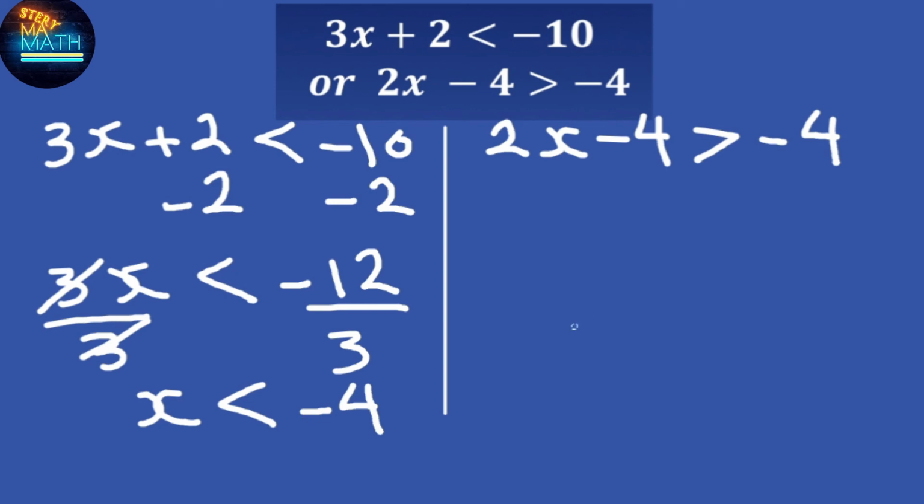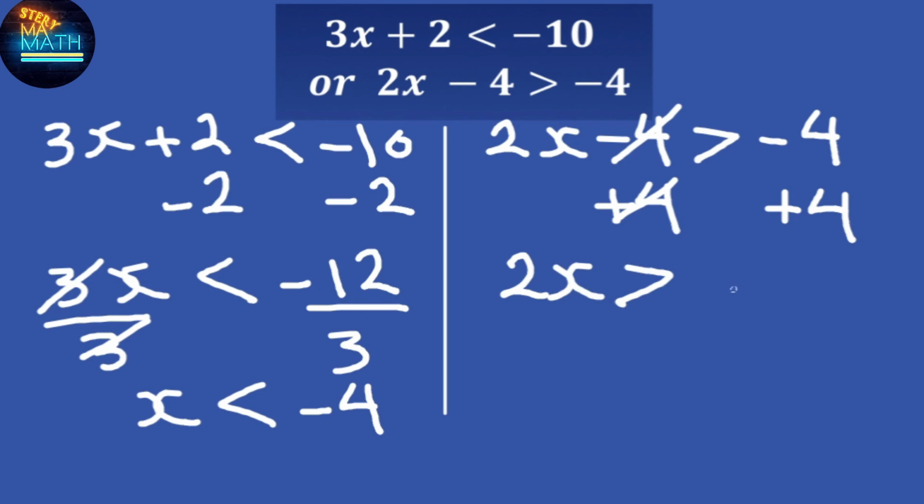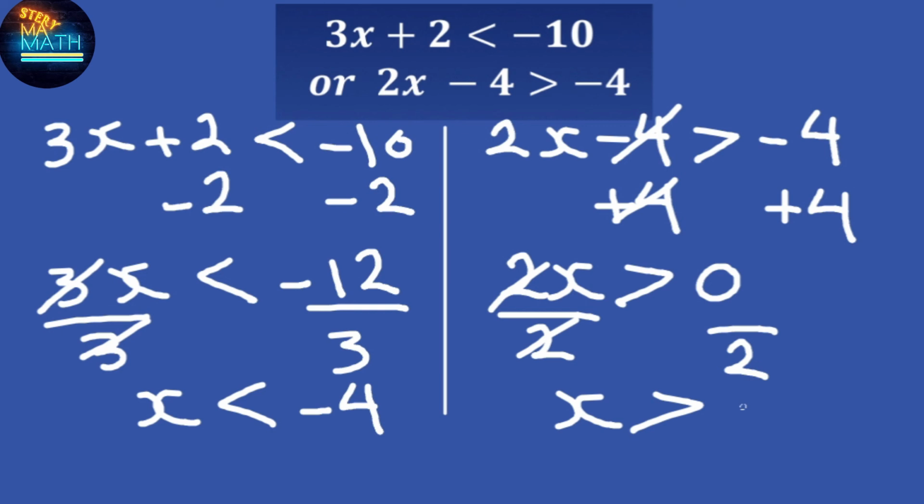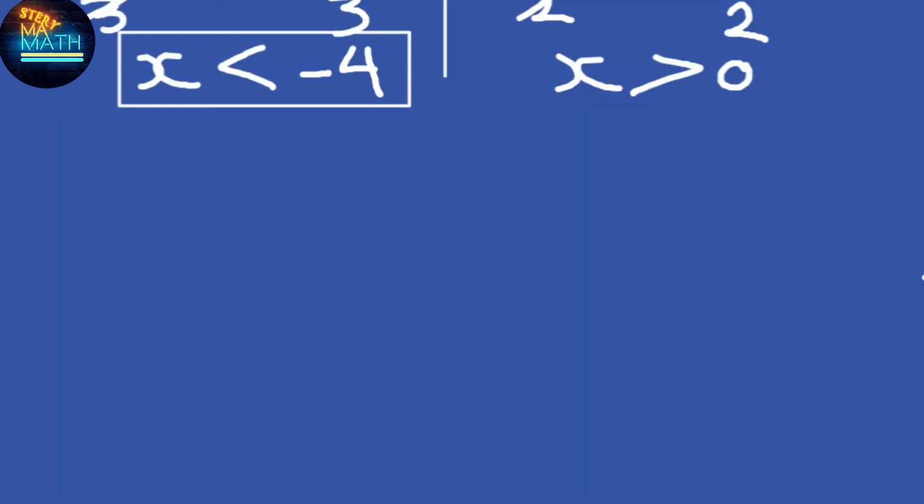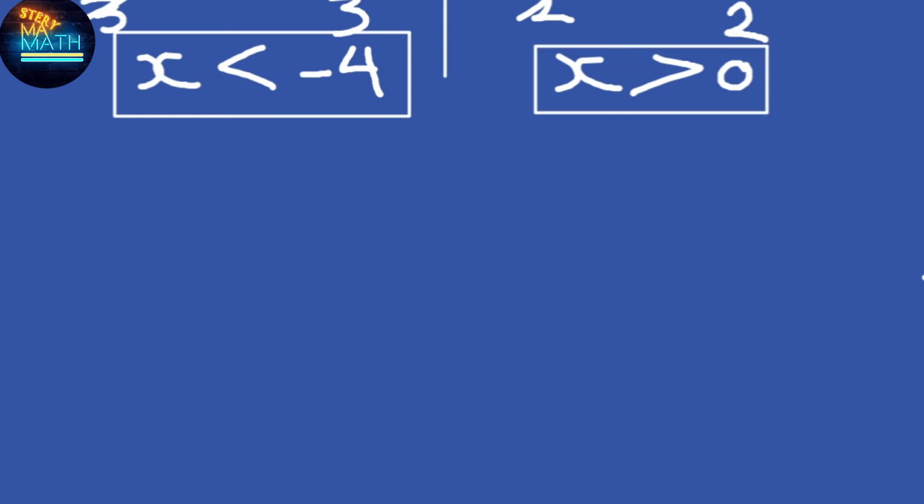What about the second inequality? Here you will add 4 to both sides. So here plus 4 and also here plus 4. Negative 4 and 4 will cancel out. So 2x is greater than negative 4 plus 4, which is 0. And divided by 2, 2 divided by 2 is 1. So x is greater than 0 divided by 2, which is 0. So here's x less than negative 4, and here's x greater than 0.